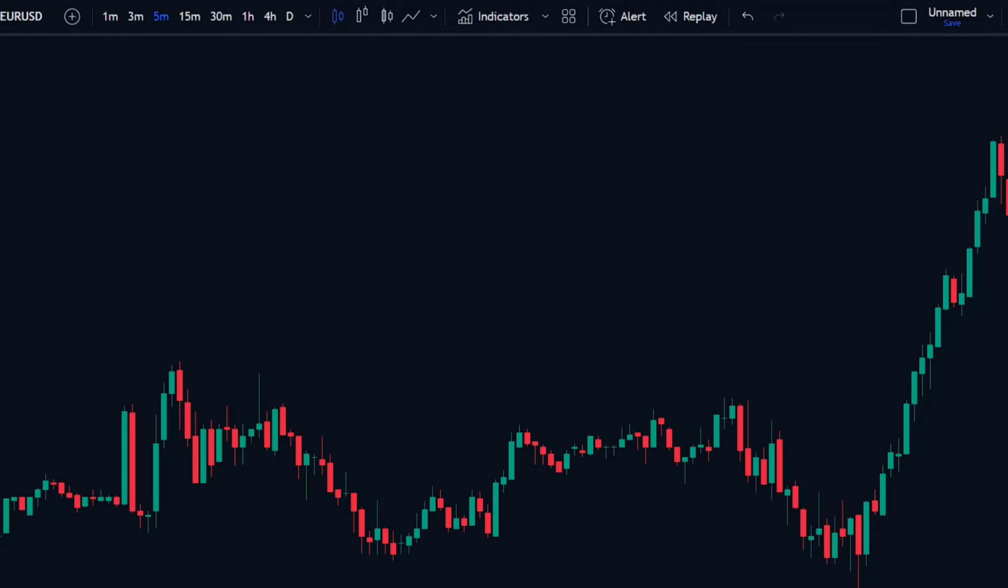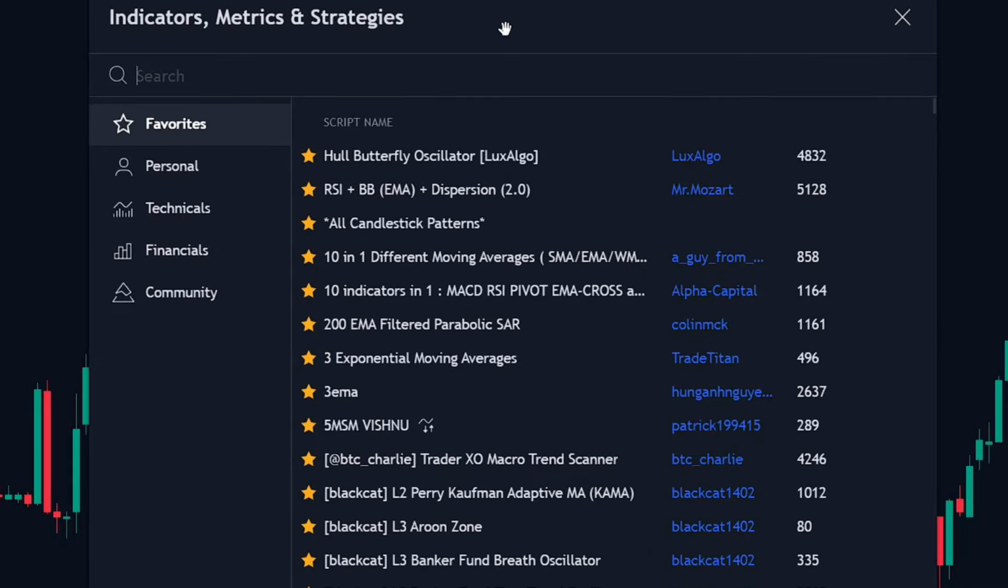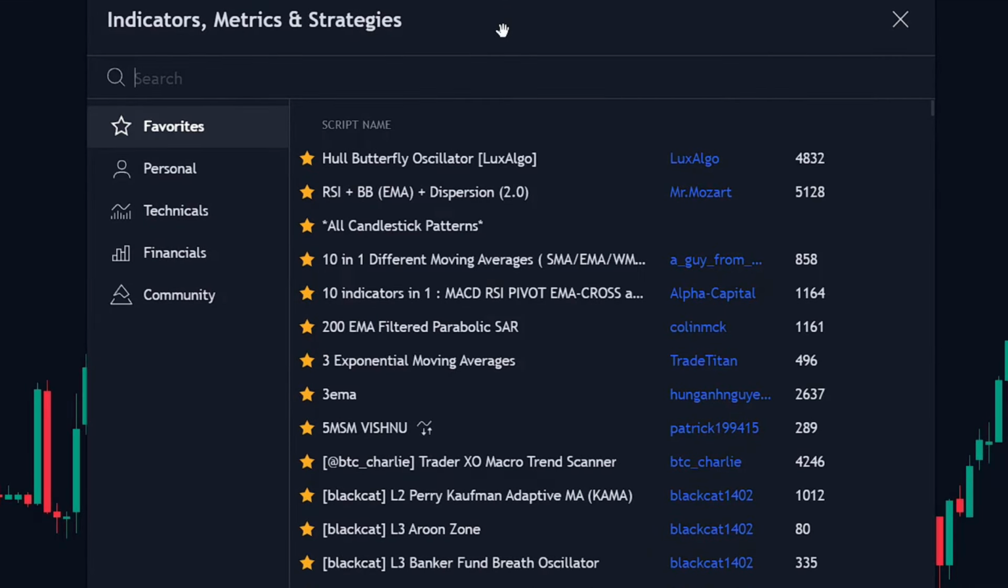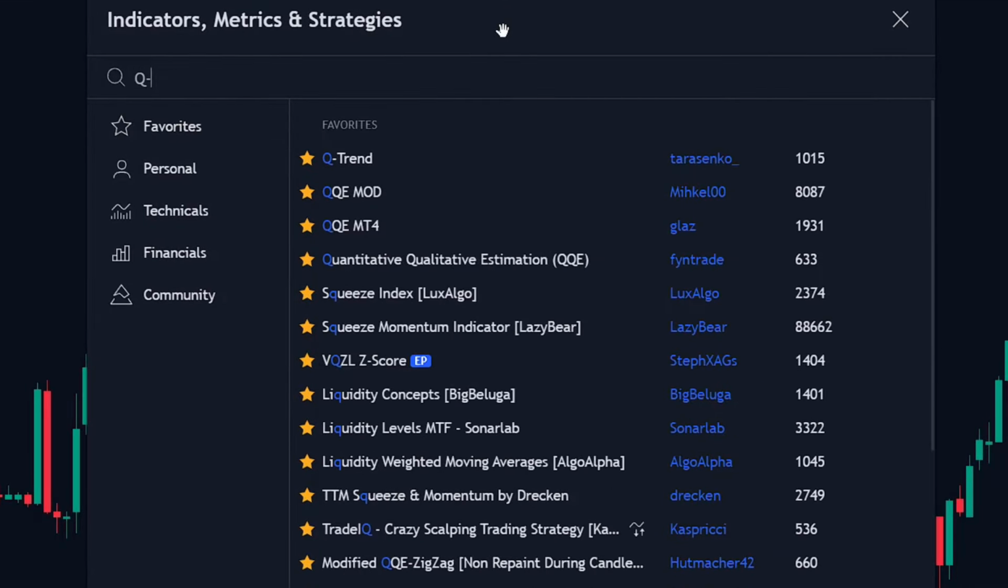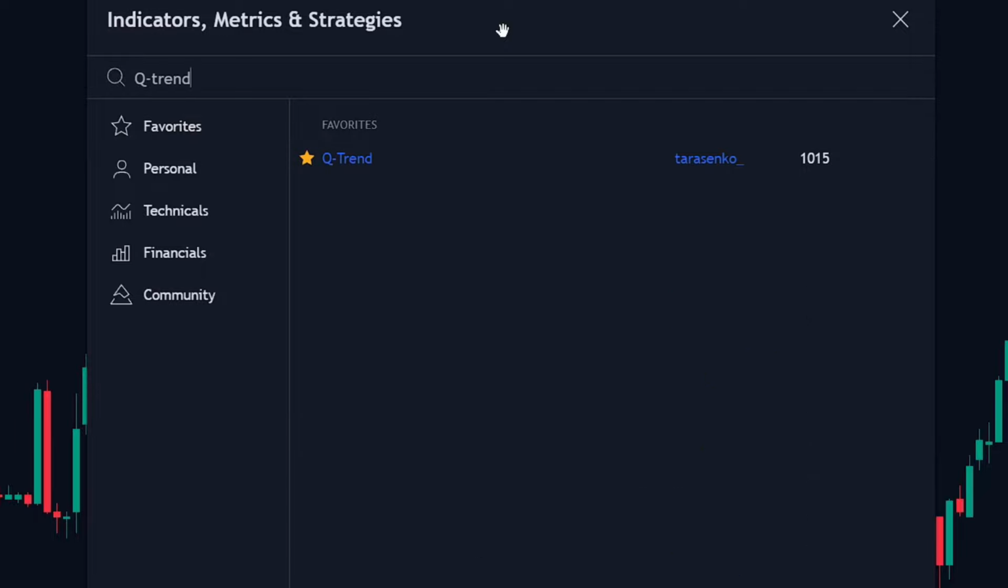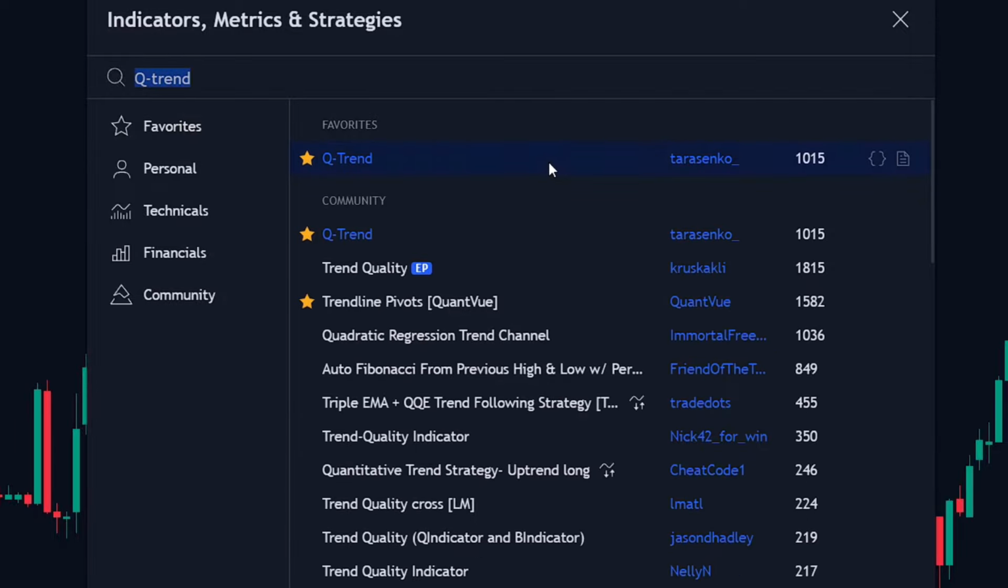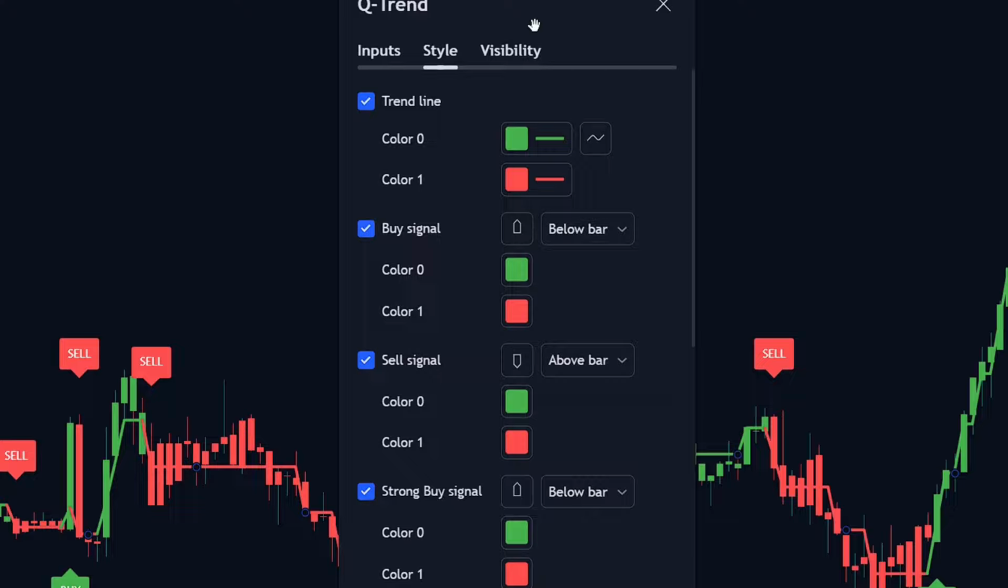First, let's open TradingView.com and set the time frame to 5 minutes. While this strategy works on all time frames, including daily charts, we'll start with 5 minutes. The next step is to click on the indicators window. For the first indicator, search for Q trend. This will be our main confirmation indicator, guiding our buy and sell orders based on its signals. Access the settings by double clicking on it and disable the trend line in the style section.